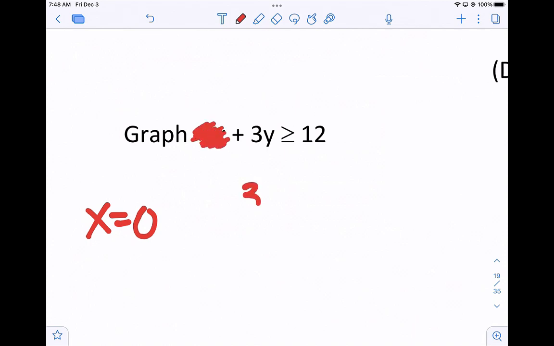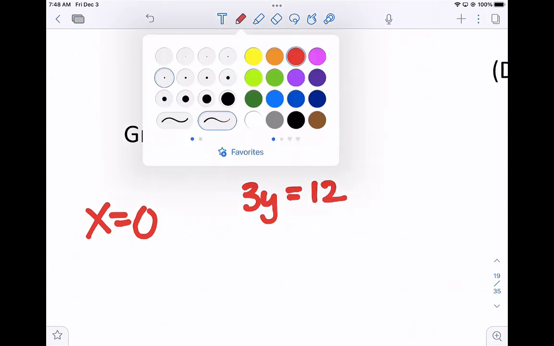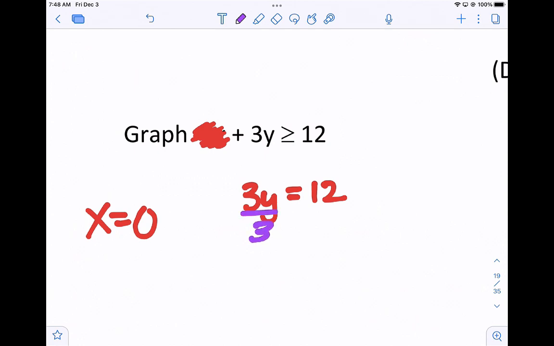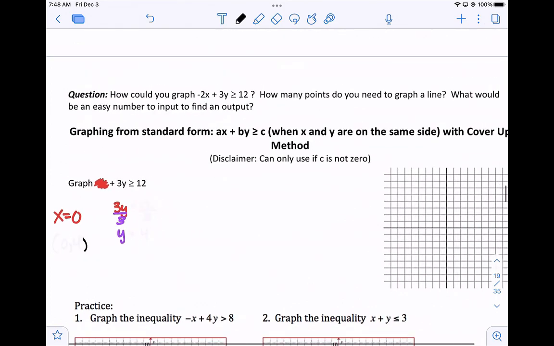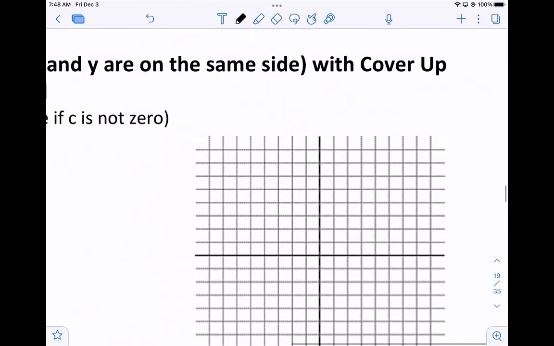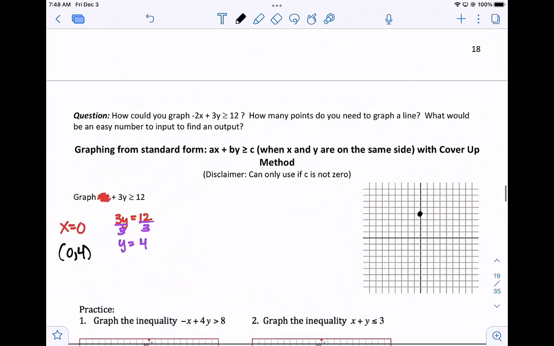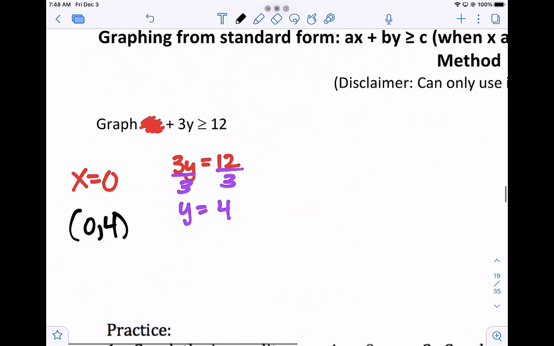And we'll say, all right, what if 3y was equal to 12? What would y have to equal? So we would divide by 3, and we would get y equals 4. So 1 point on this line is 0, 4. All right, so I'm going to graph that. 0, 4 means you just go up to 4, and there's one of 2 points that we need. Okay, so that was the first thing that we covered up.